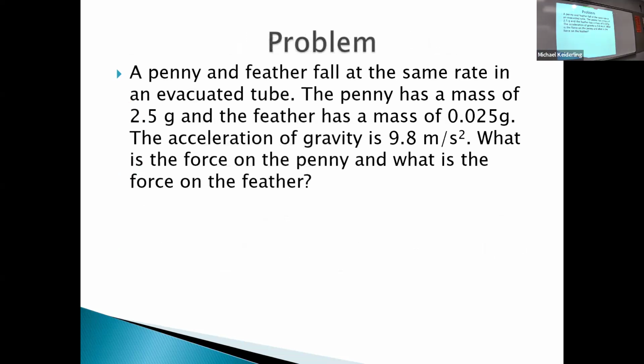So here, a penny and a feather fall at the same rate in an evacuated tube. Penny has a mass of 2.5 grams, and the feather has a mass of 0.025 grams. The acceleration of gravity is 9.8 meters per second squared. What is the force on the penny, and what is the force on the feather?